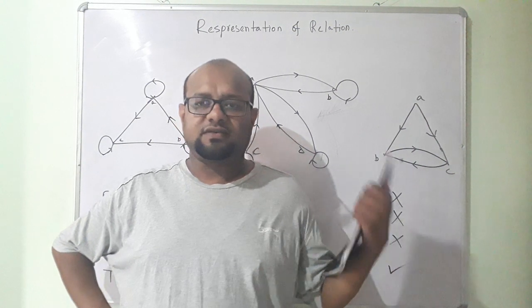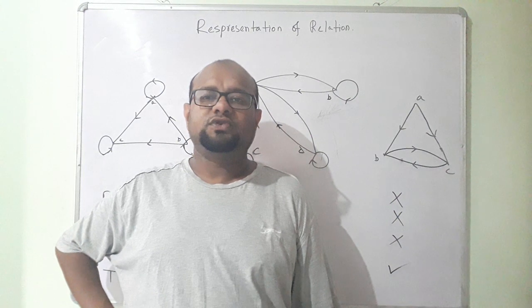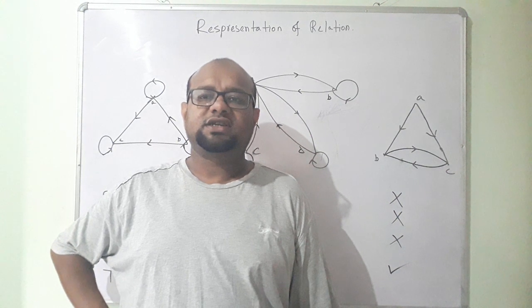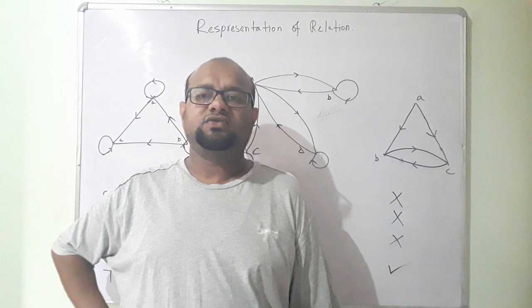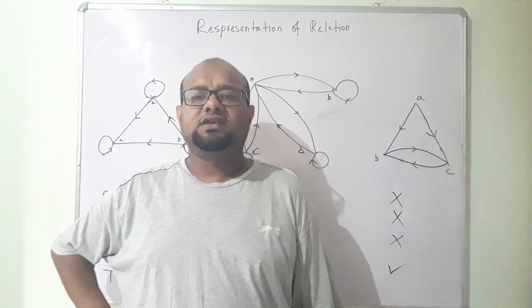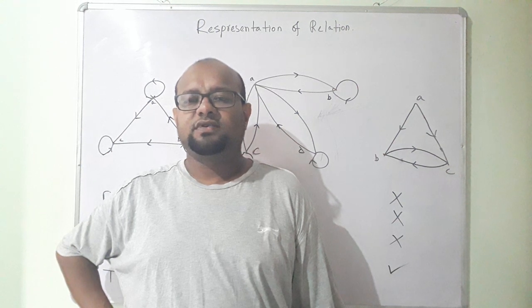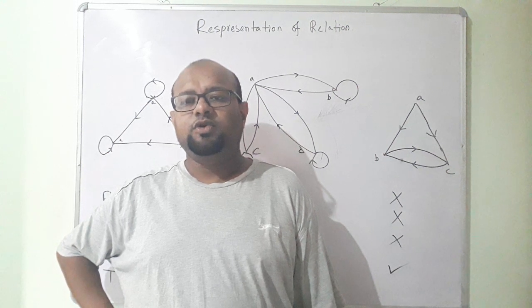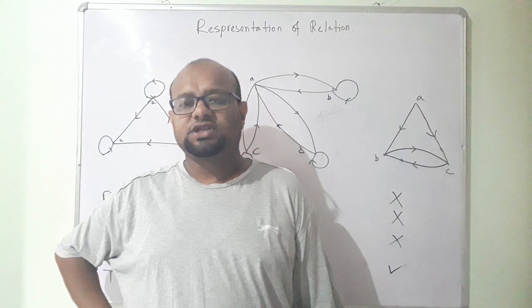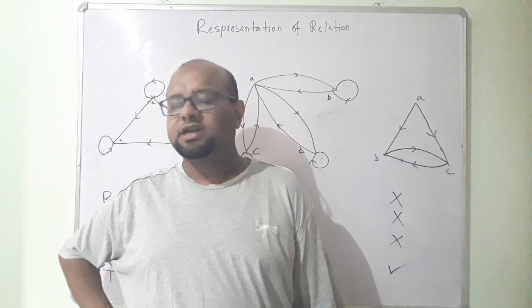Then we saw this digraph, and when doing this digraph, we saw how to find if a relation represented using a digraph is symmetric and antisymmetric, then reflexive or transitive. Alright, so we saw all this. Hope you understood everything. You will have questions regarding these topics in your assignment.